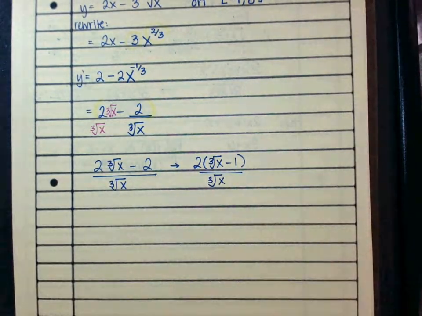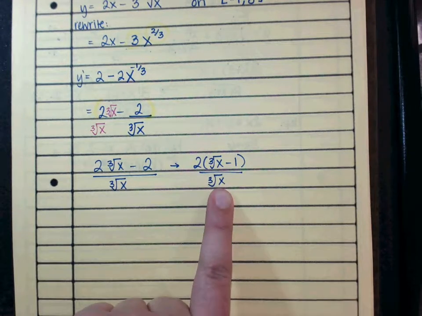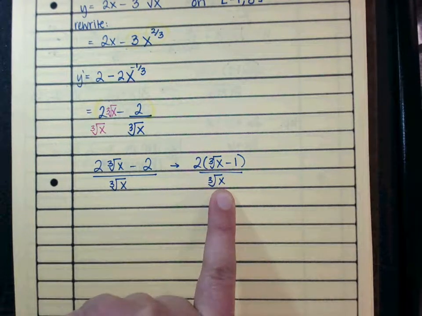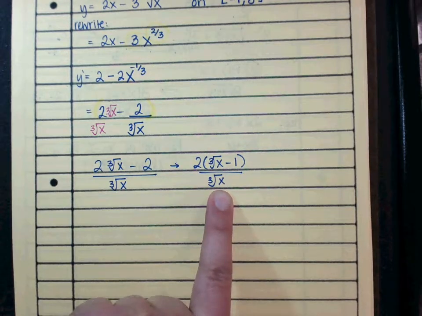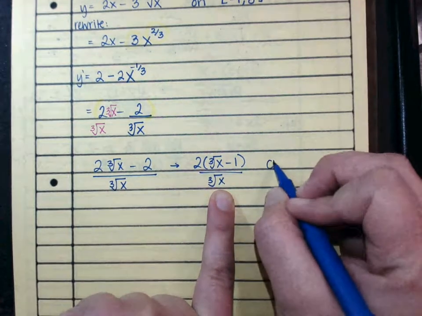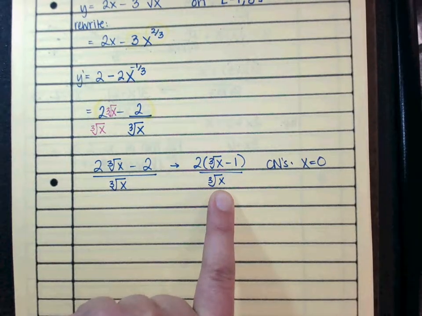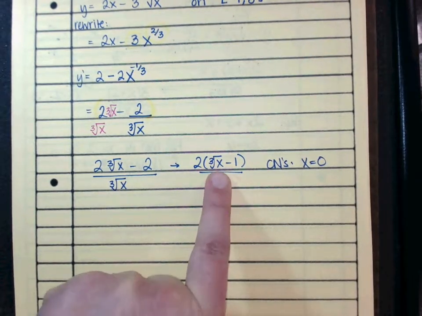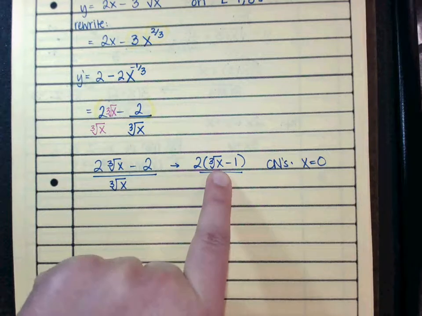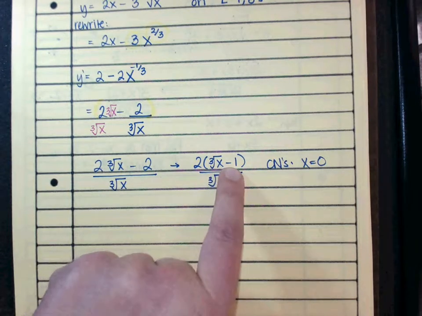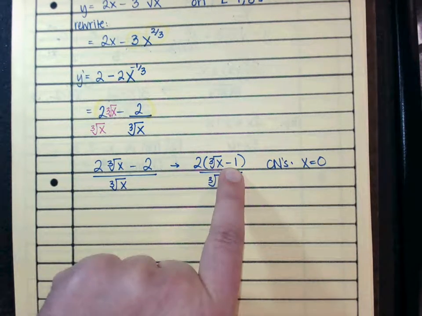Okay, we're looking for our critical numbers. Remember, critical numbers are anything that make the top or the bottom 0. Let's do the bottom first. What number, if I put it in that root, would give me a 0 on the bottom? 0. Okay, so critical numbers, x equals 0. That's the one that came off the bottom. Now let's do the one on the top. What number, if I cubic rooted it, and then minus 1, would give me 0?